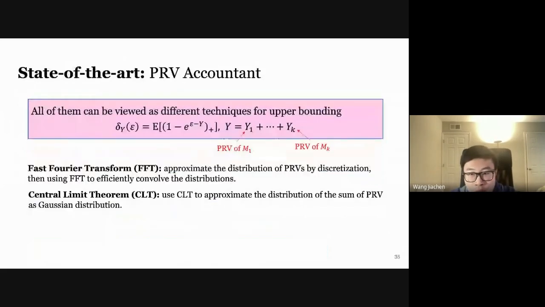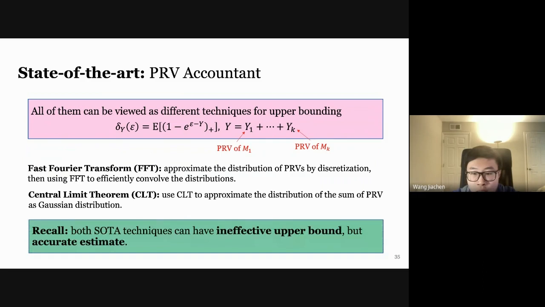Okay, now we come back to the PRV accountants that we mentioned earlier. They can be described as different techniques for approximating the expectation. One mainstream approach is based on the fast Fourier transform. It discretizes the domain of each privacy loss variable and uses the FFT to speed up the approximation. And the upper bound is derived through the worst-case error bound for the approximation. Another line of work is based on the central limit theorem. They use the CLT to approximate the distribution of the sum of privacy loss variables as Gaussian, and they use the CLT's finite-sample approximation guarantee to derive the upper bound. Recall that both techniques may provide ineffective upper bounds for certain regimes, but their estimates, which have no theoretical guarantee, are in fact quite accurate in practice.